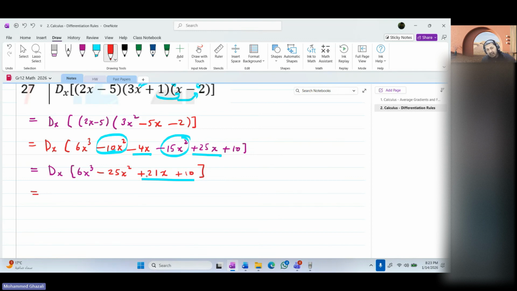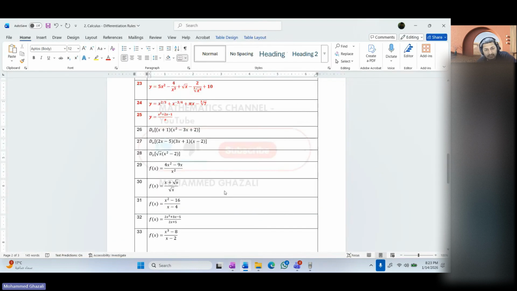When you're differentiating now, you can drop the d/dx. You only drop the d/dx after you differentiate. So 3 times 6 is 18x squared. I took away 1 from the power. Minus 25 times 2 is minus 50. Take away 1 from the power. It's just x plus 21 because that is linear. This is linear form, and the slope of the linear is 21. So that was number 27.